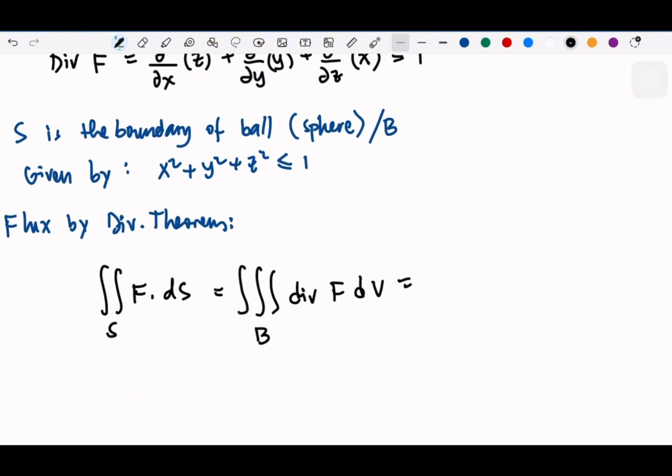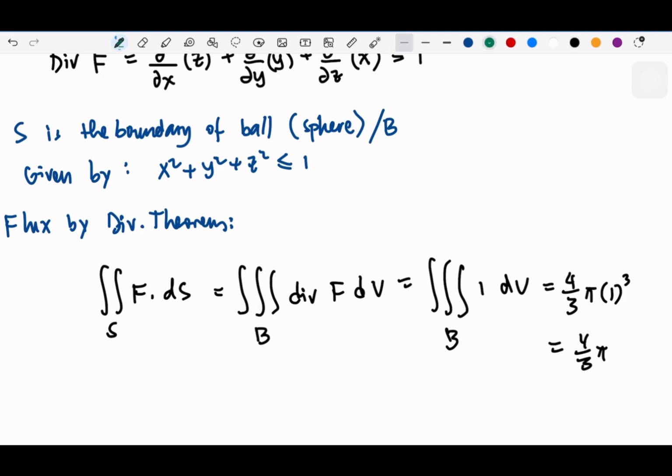So we could write this as the integral over B of 1 dV. It means that if we take the boundary, the volume of the ball itself, we get it. The volume of the ball is 4 over 3 pi r cubed, and the radius is 1.